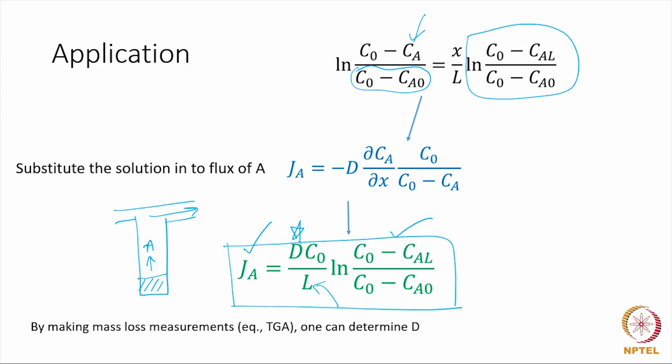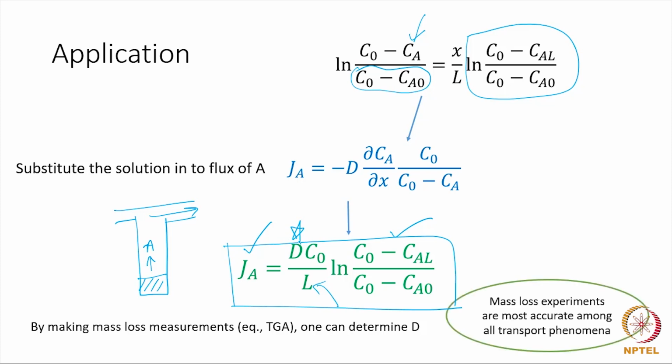Now these measurements are very valuable because among all the transport phenomena, it's the mass loss experiments that are most accurate. Why do we say this? Because in a not so expensive equipment, we can still get a microgram accuracy for mass loss, and when we look at such accuracies for velocities or temperatures, we definitely do not have that kind of accuracy. So evaluating the diffusivities using this kind of a setup for a gaseous species is quite accurate.